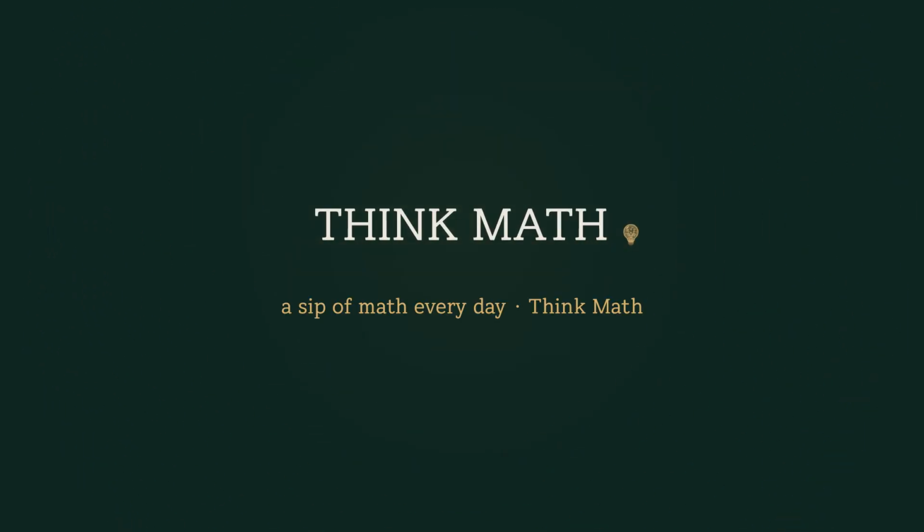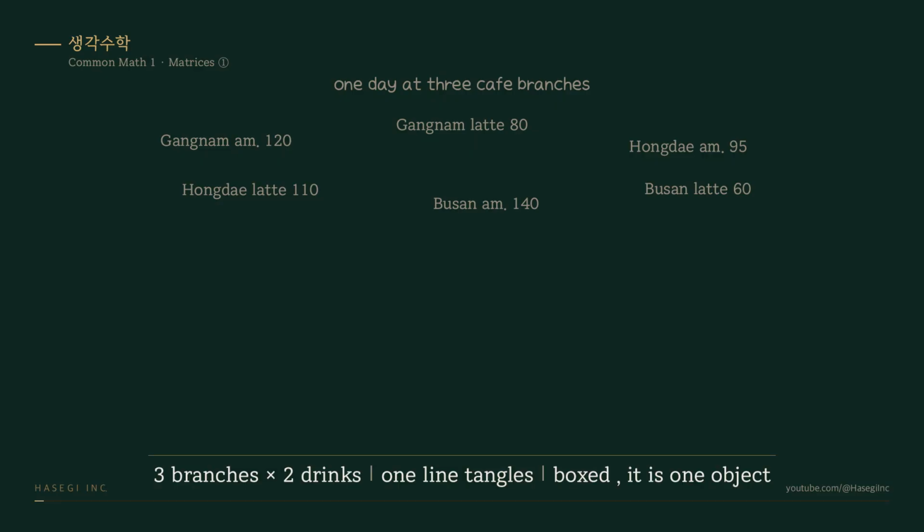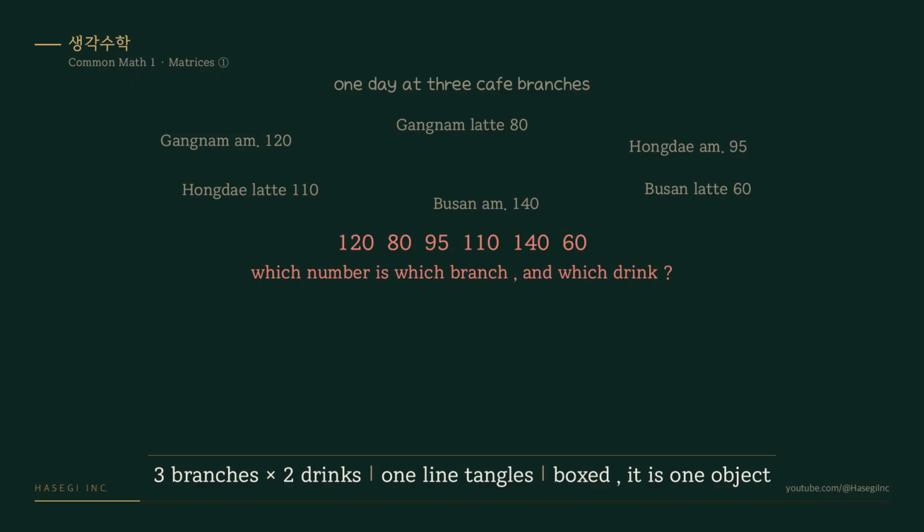Think math. Here are one day's sales at 3 branches of a cafe. Gangnam sold 120 americanos and 80 lattes. Hongdae, 95 and 110. Busan, 140 and 60. Write those numbers in a single line and it quickly gets tangled. Which number belongs to which branch and to which drink?